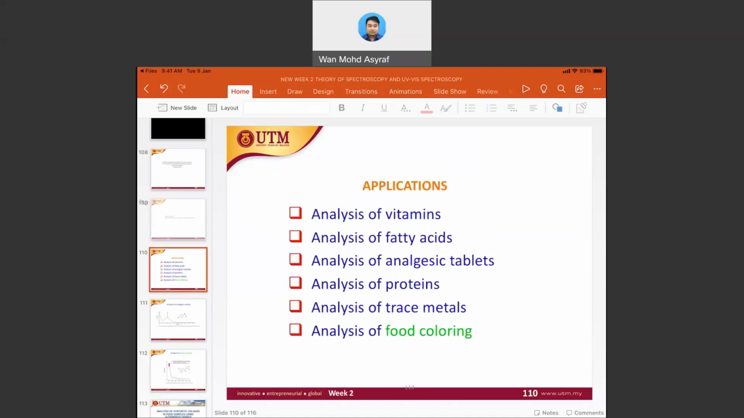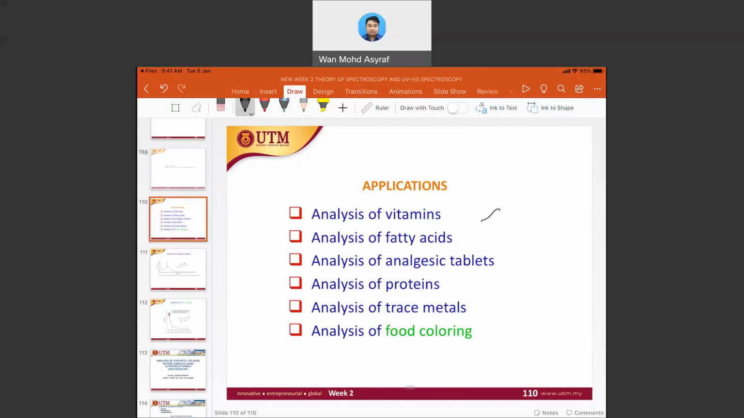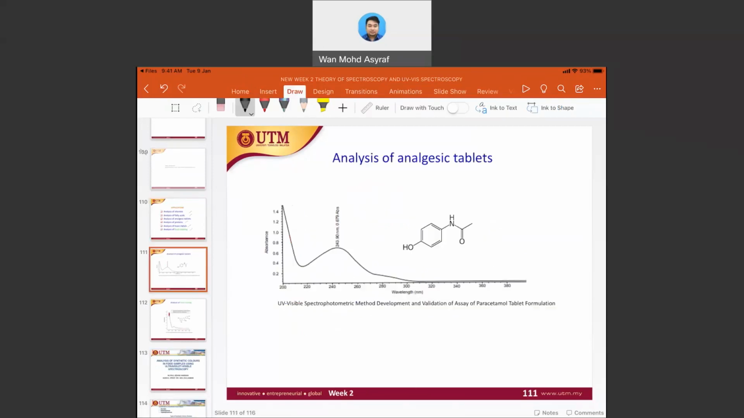All right. Now we are going to look at the applications of UV visible. There are a lot of applications here: vitamins, analysis of fatty acid, analysis of proteins, trace metals, and food coloring. Maybe we can look at one of them, the analysis of analgesic tablets. This is paracetamol, and this is the paracetamol structure.